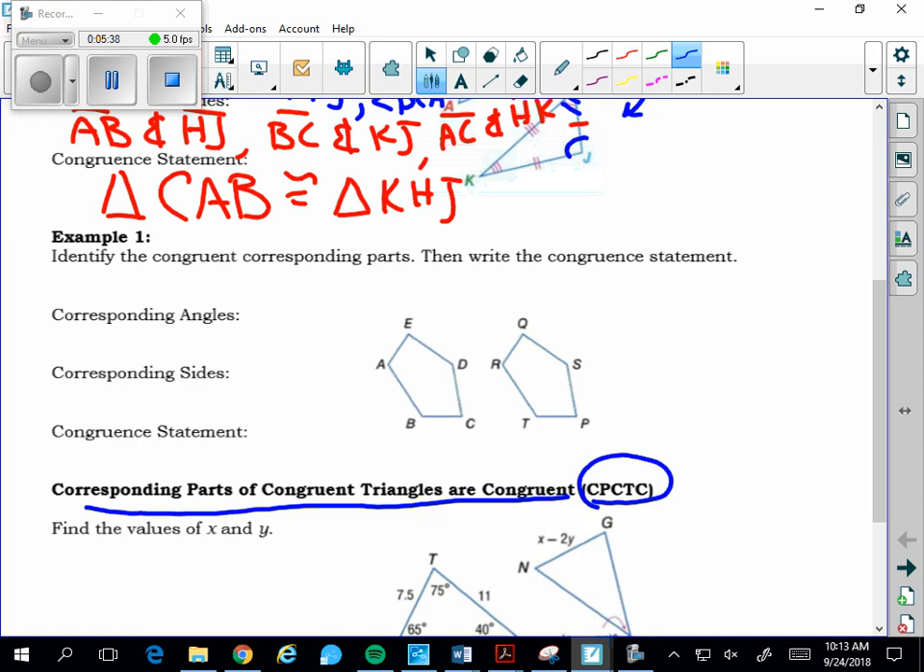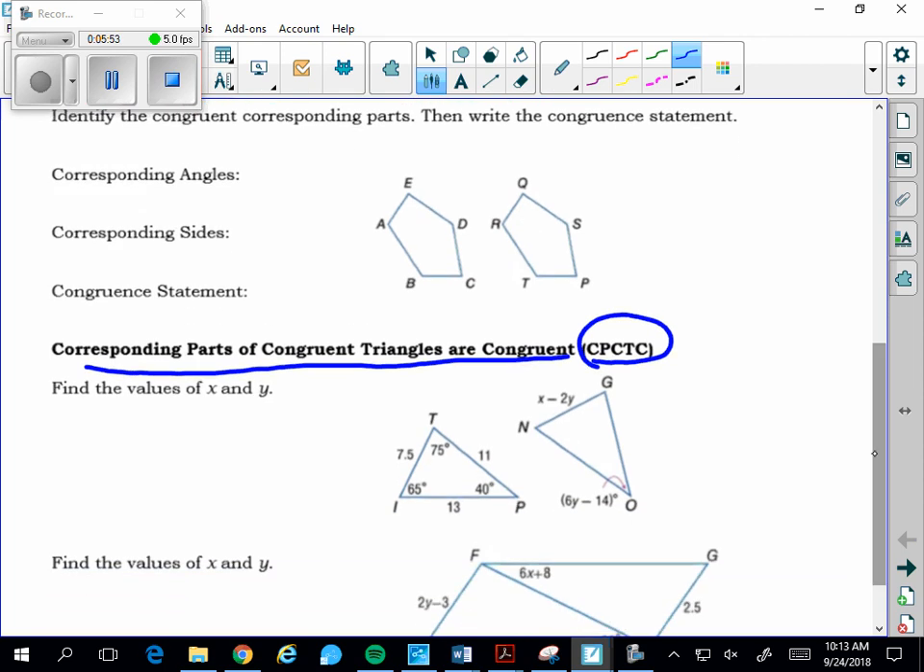So before we move on, go ahead and try example 1 by yourself. Pause the video to see if you can identify those different corresponding angles, corresponding sides, and then what your congruent statement would look like. So pause the video and take a second to do that.